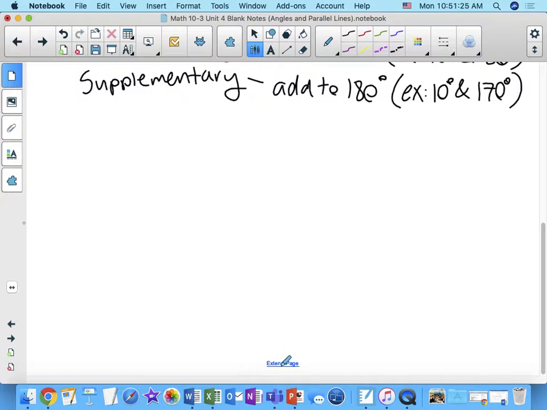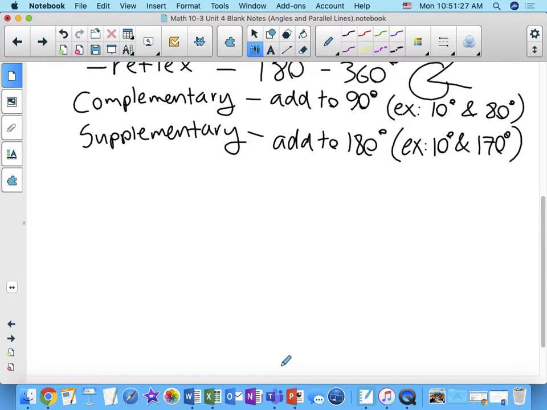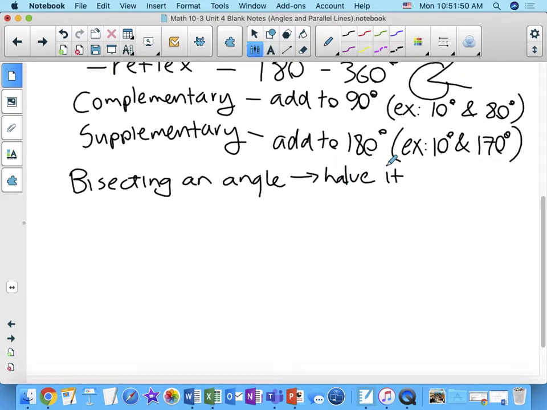We also talked about bisecting an angle. Okay? So what does it mean to bisect an angle? If we're bisecting an angle, what are we doing to it? Yep. Halving it, yeah. So bisecting an angle means we halve it. We cut it in half. Okay? We talked about what it means for two lines to be perpendicular.